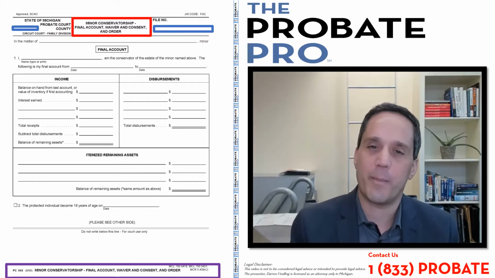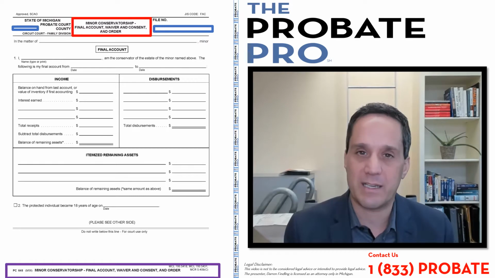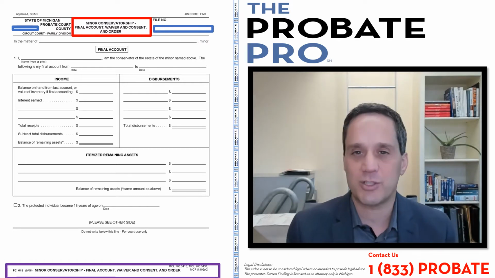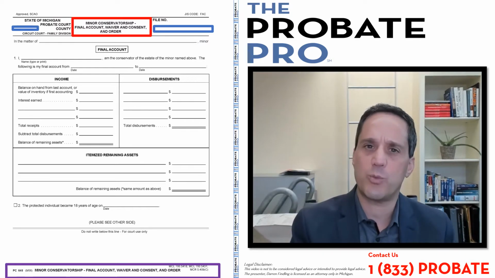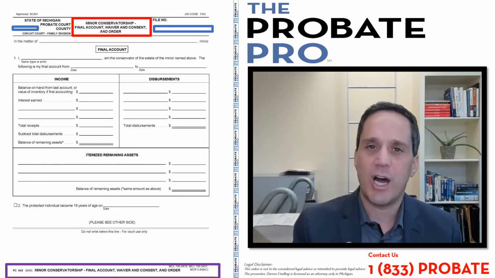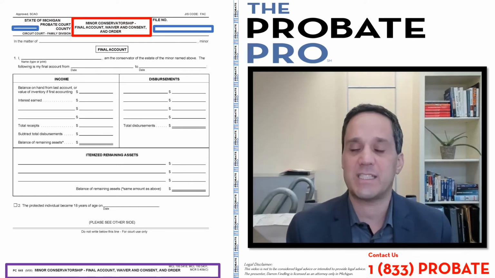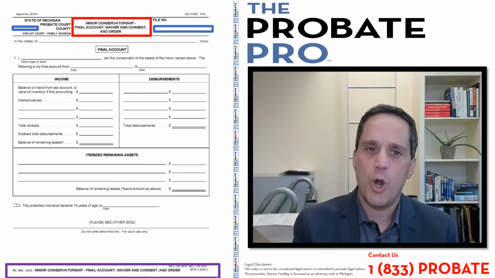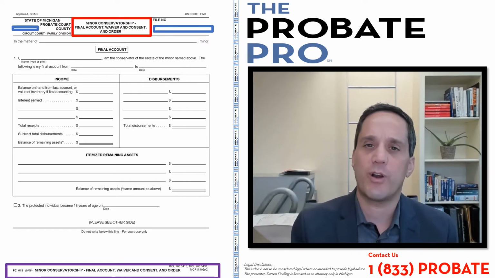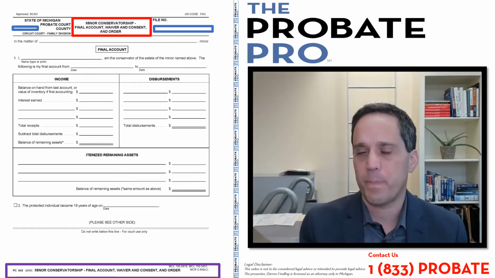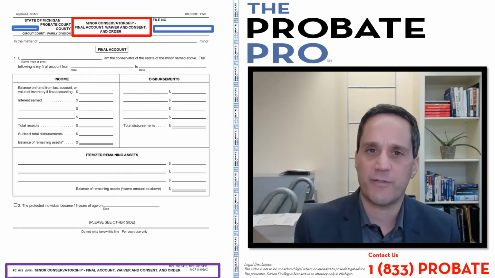So this particular form, again, is used in a very narrow context. It's used as a final account in a minor conservatorship. A conservatorship is one in which a fiduciary is managing assets on behalf of a minor up and through their 18th birthday. And when they reach 18, a decision has to be made. Are they competent and can you turn over the assets to them? Or are there still issues in which there are additional protective vehicles that would be needed after the age of 18? So let's work our way through this particular form.